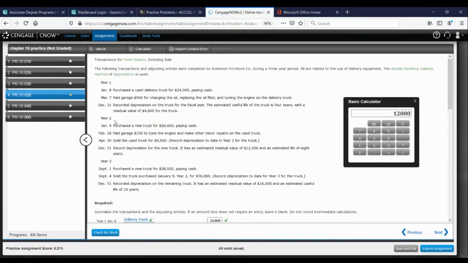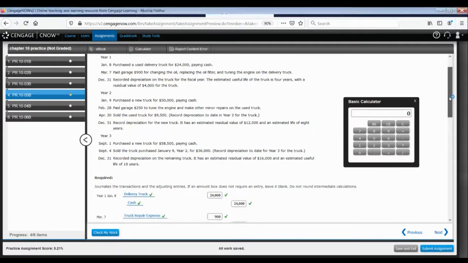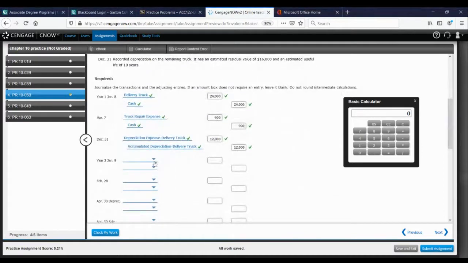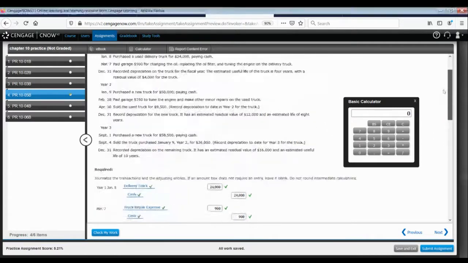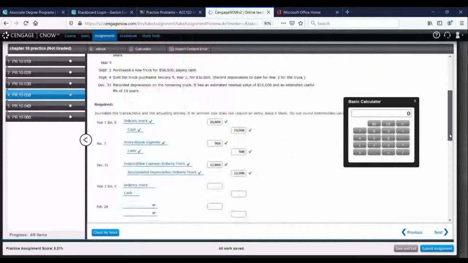Now we're ready to do year two. On January 9th, we bought a new truck this time for $50,000 and we paid cash. So on January 9th, we will debit our truck and credit our cash. We will debit the truck because we're increasing the asset truck for the cost of the new truck, which is $50,000.